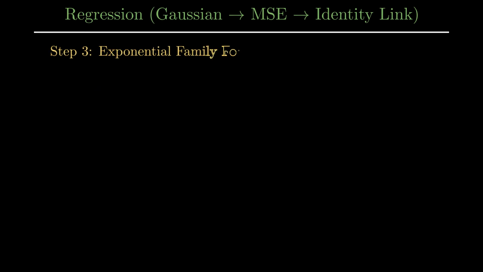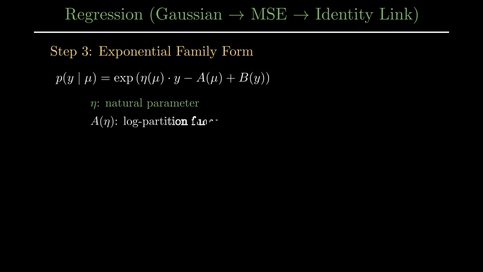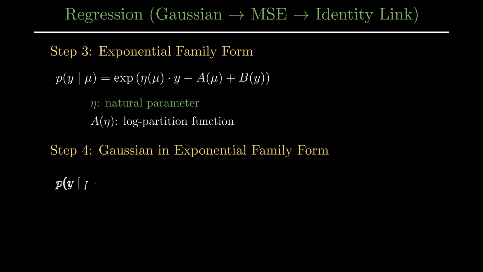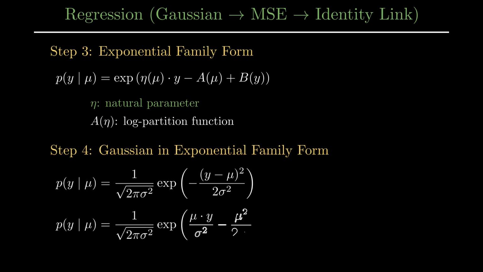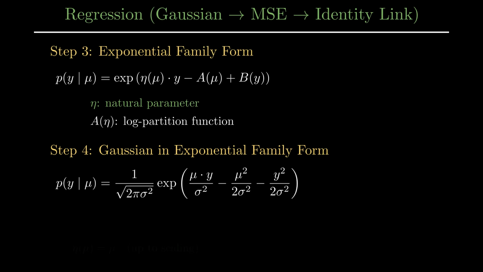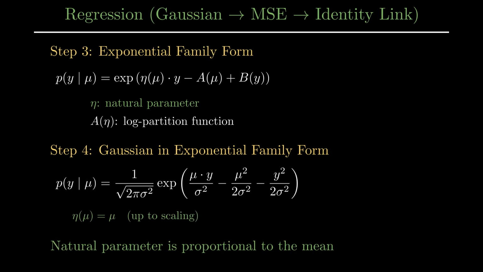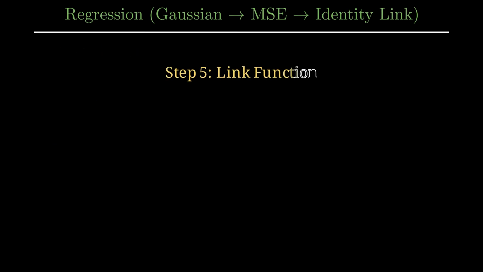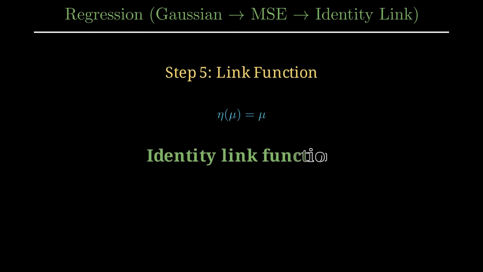Now, what is a link function? A link function transforms the target into a space that is easier to model. Typically, it maps values to the entire real line and is continuous and strictly monotonic, so it is invertible. There are many possible link functions, but to find the most natural one, we express the distribution in exponential family form. For the Gaussian distribution, when written in this form, the natural parameter turns out to be proportional to the mean. This means the link function is simply the identity function. That is why in regression, we did not need to explicitly introduce link functions earlier.